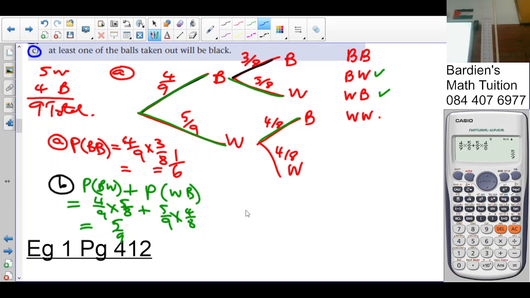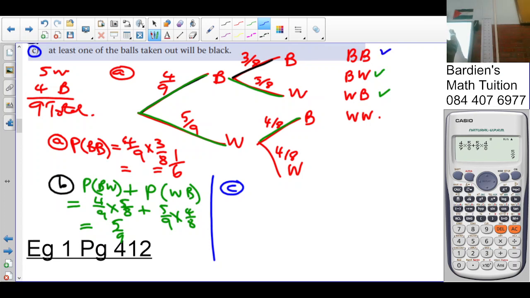Okay. So let's look at C. In C, at least one of the balls taken out will be black. Now there are 2 ways of doing this. I'm going to do both ways to show you the importance of understanding the shorter method, so maybe you'll start appreciating that method.